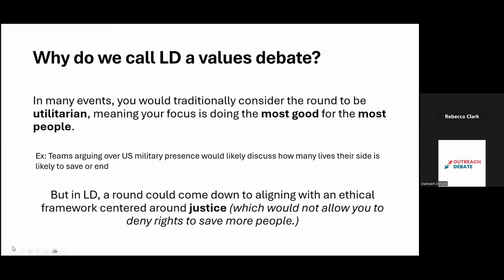But in LD, a round could come down to aligning with an ethical framework centered around maybe justice, which in some instances, justice wouldn't say just do the most good for the most people. Justice would say that you have to align with certain codes of ethic, like the protection of rights. Now, a lot of times we agree that justice is good, but the point being made is that sometimes we assume that we should weigh things, and specifically weigh things in debate, on the basis of, well, how many lives do we save? Well, how many taxpayer dollars do we save?